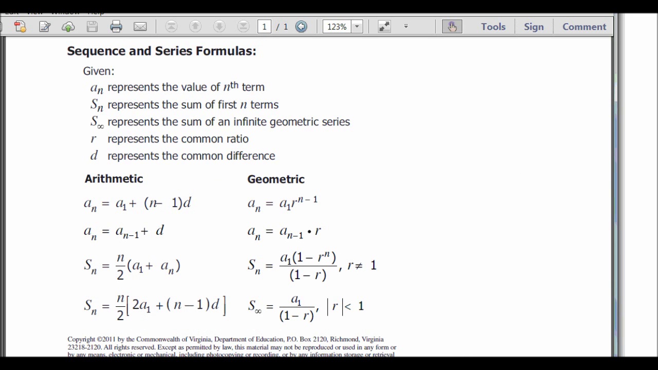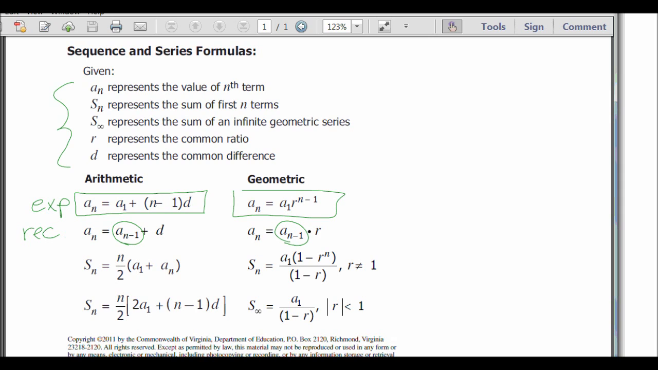So here under arithmetic, it doesn't tell you that this is explicit, but it is. And here's the explicit for geometric, and it doesn't tell you that this is recursive, but again, you can tell it's recursive because it has that a sub n minus 1. These formulas are on the formula sheet, with the explanation of what the letters represent up at the top, and you'll be given this on any test or quiz or on your SOL test.